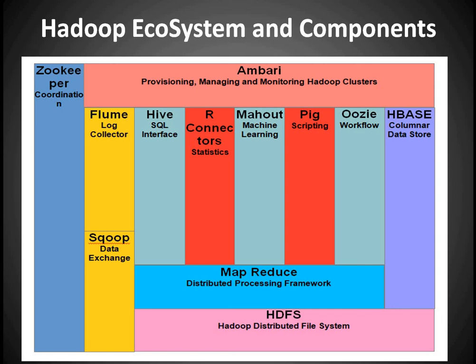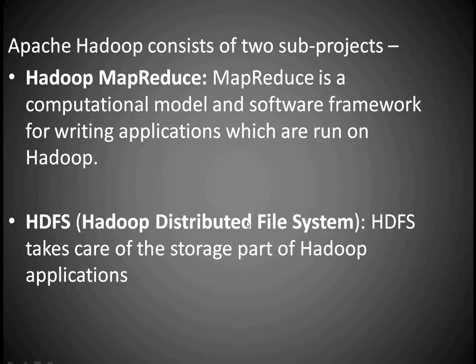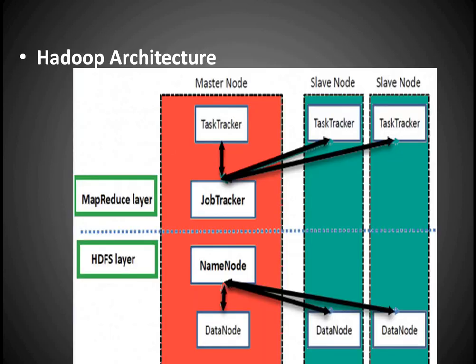See Hive, HBase and also Pig scripting. There are so many components in Hadoop, but majorly HDFS and MapReduce are used by all the components. Okay, next, I already told you Hadoop MapReduce is a computational model and a software framework for writing applications on Hadoop, and HDFS is the storage part of Hadoop. I already told you these two things. This is the Hadoop architecture.